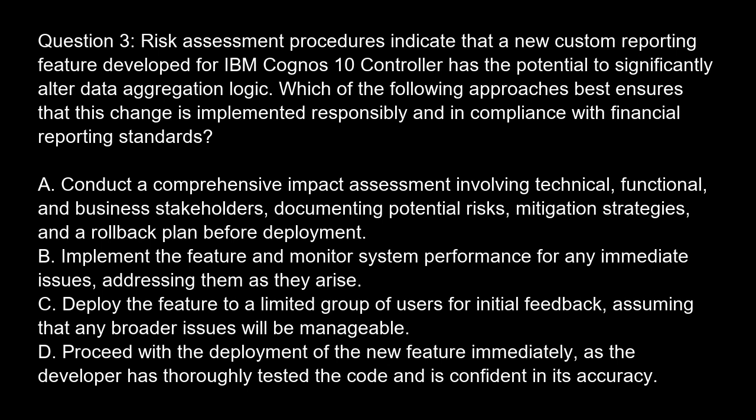Option B. Implement the feature and monitor system performance for any immediate issues, addressing them as they arise. Option C. Deploy the feature to a limited group of users for initial feedback, assuming that any broader issues will be manageable. Option D. Proceed with the deployment of the new feature immediately, as the developer has thoroughly tested the code and is confident in its accuracy.